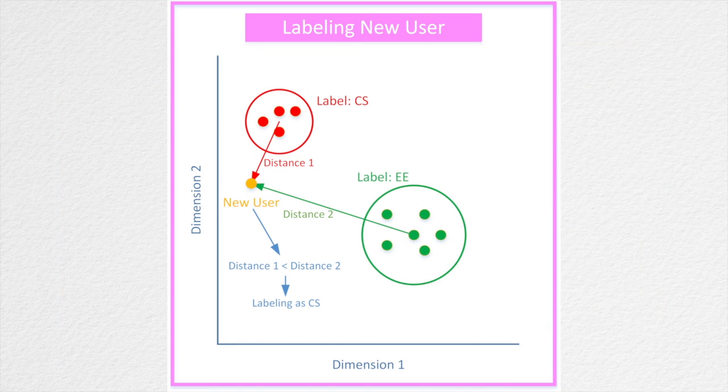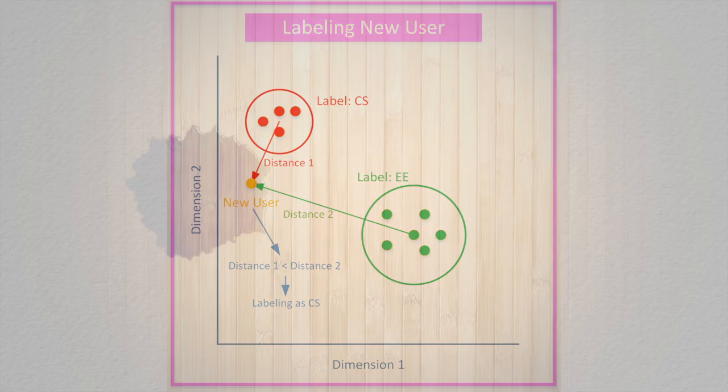After calculating the distance of the user vector to the center of different clusters, we can automatically label the user with the same name as its closest cluster. For example, as shown in the figure, the distance between the new user and the cluster of CS is smaller than that of EE. In this case, the new user will be automatically labeled as CS.